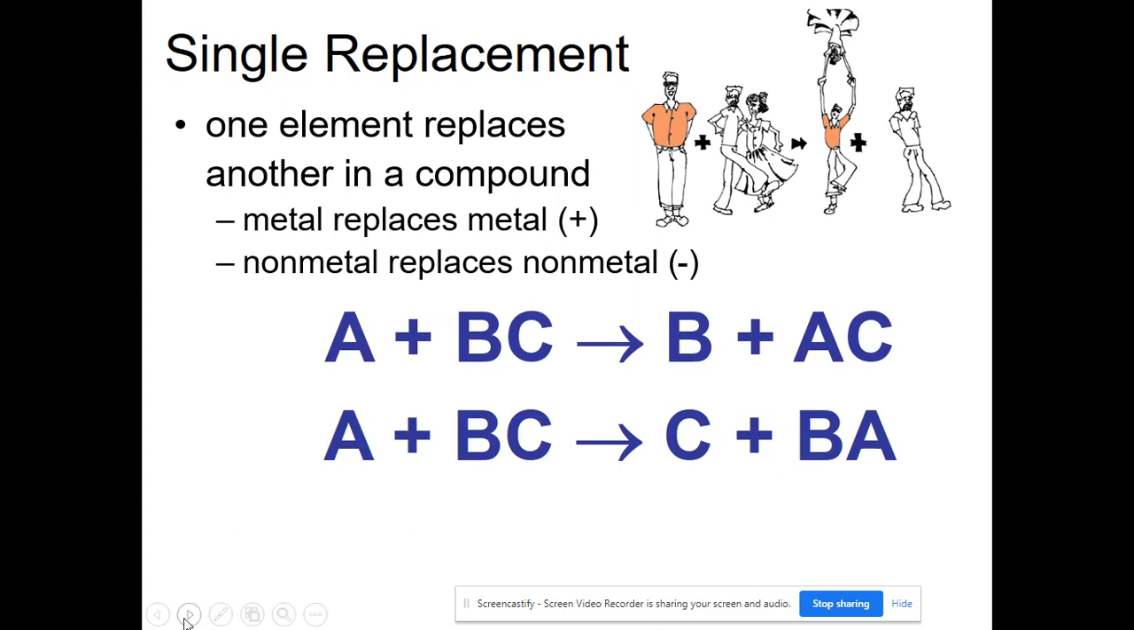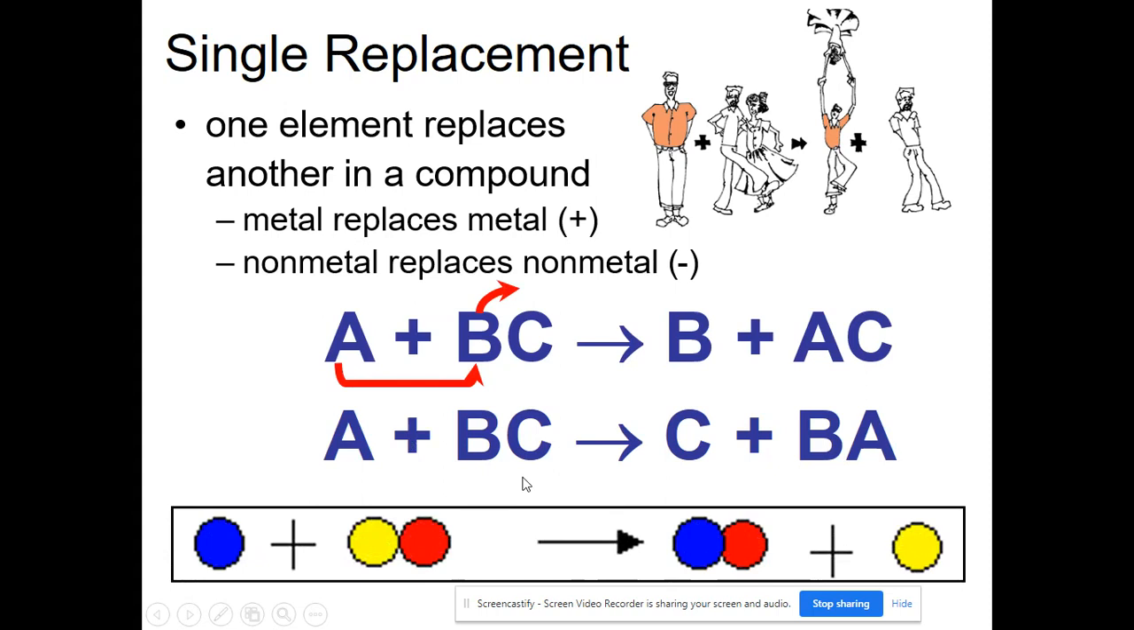So here, A, if it is a metal, will replace B, which is also a metal, and then A will end up with C in a compound and B will be by itself. If A is a nonmetal, it will replace C, which is also a nonmetal. C will end up by itself, and B and A will be a compound.